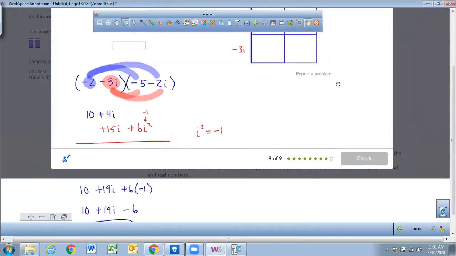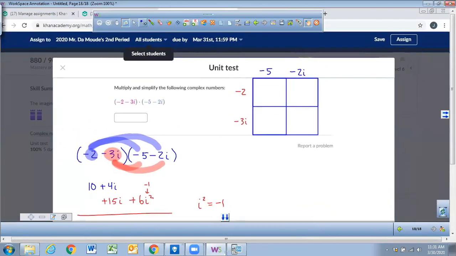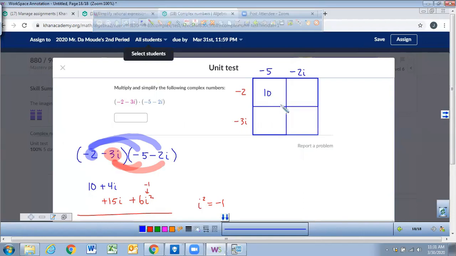But another way of doing it might be a little bit easier for y'all. Kind of like this way too. All right. What's -2 times -5? That product is 10. -2 times -2i, total of 4i. -3i times -5 is a total of 15i. -3i times -2i is 6i squared. But you guys know that that actually means 6 times -1. So ultimately, I'm going to leave it as a what? -6.